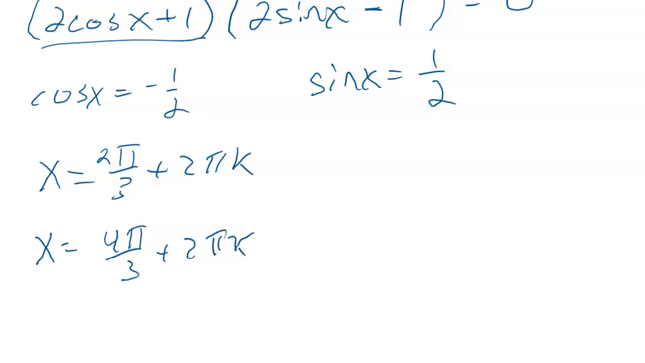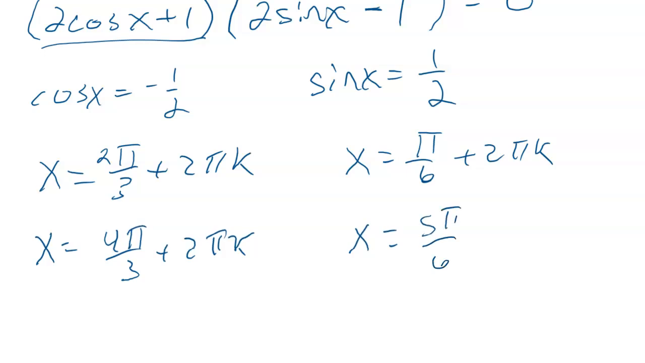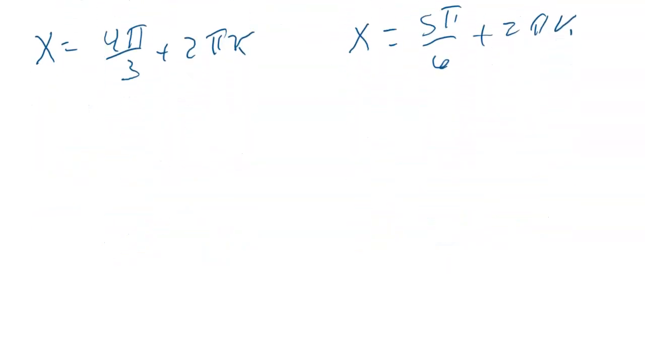And then what about sine? We'll get x is equal to, when is sine 1/2? That's going to be pi over 6 in the first quadrant plus 2 pi k. And in the second quadrant, it's 5 pi over 6. Sine's positive in the first and second quadrant. And there it is. Let's triple check. Pi over 6 plus 2 pi k, 5 pi over 6 plus 2 pi k, 2 pi over 3 plus 2 pi k, and 4 pi over 3 plus 2 pi k. We're good. On to 14, the last one.